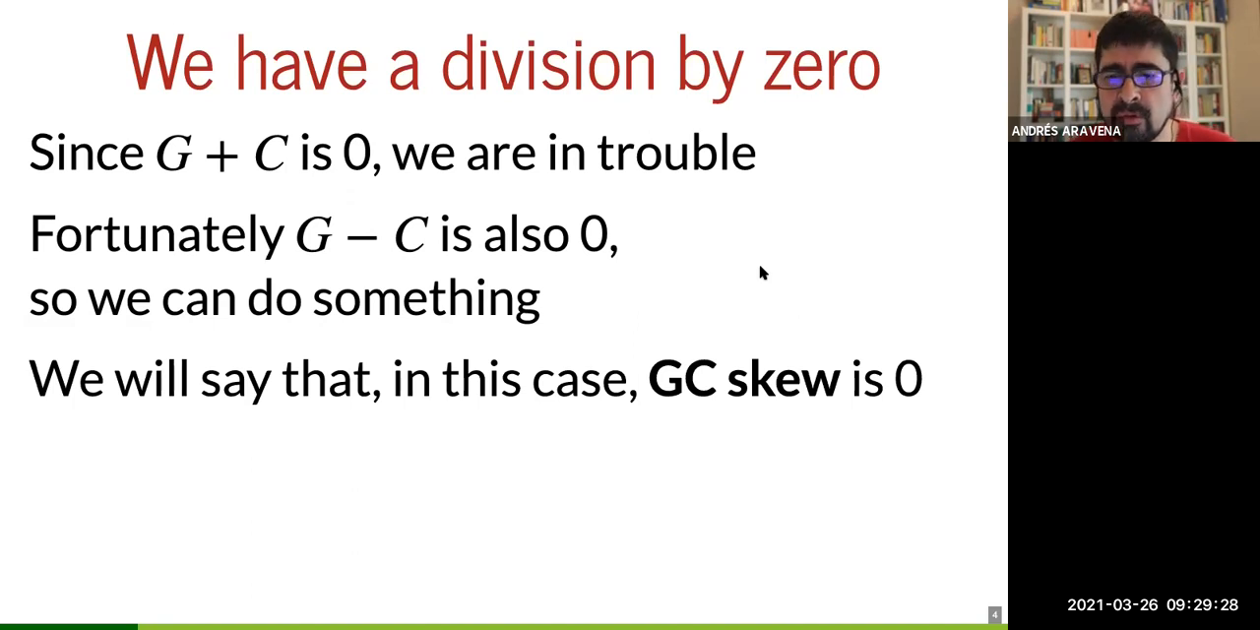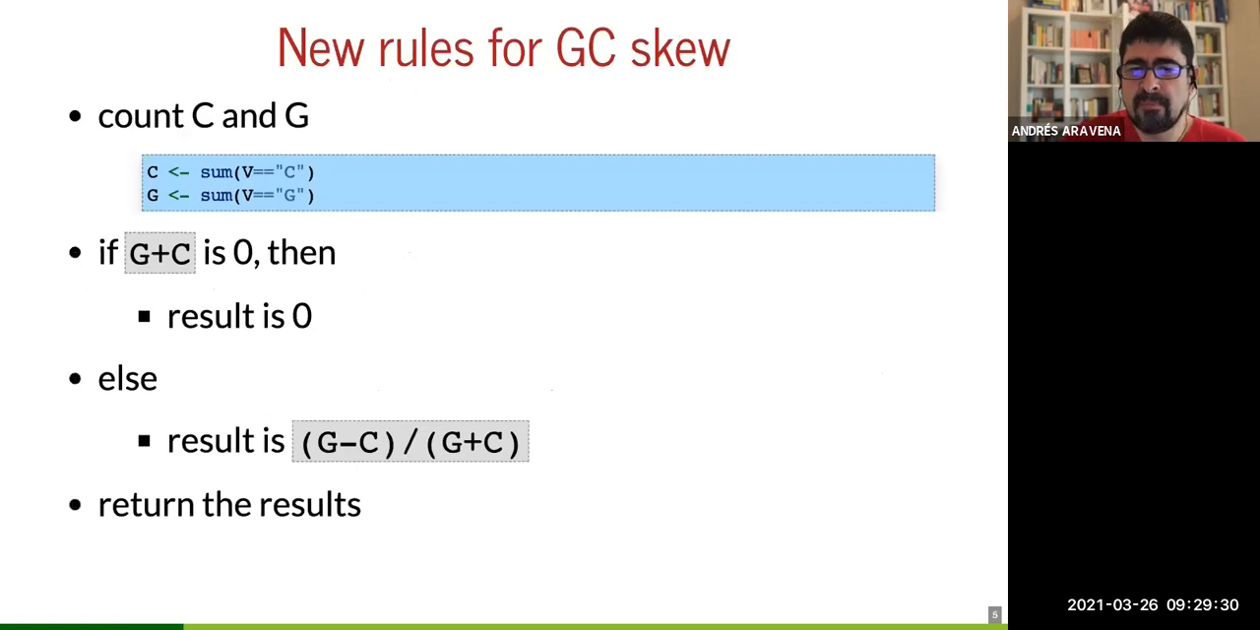We have a rule to calculate GC. That is essentially count G and C and calculate this formula. Count how many C, how many G, and apply this formula. But now we need to include this condition. If the sum is 0, then the result is 0. Otherwise, the result is the formula. But this formula is valid only if this is not 0.